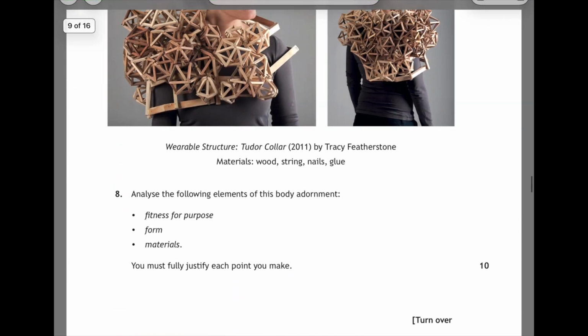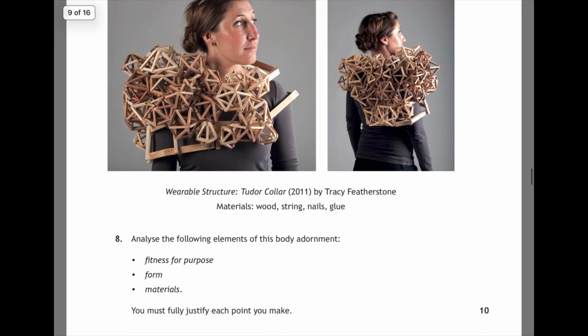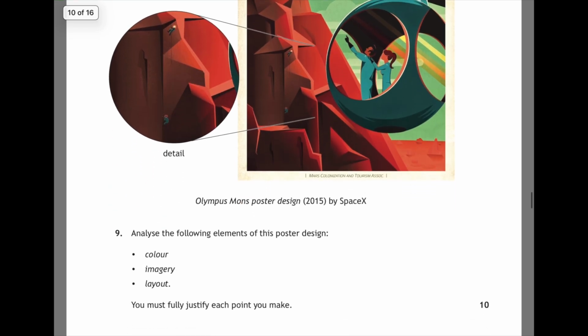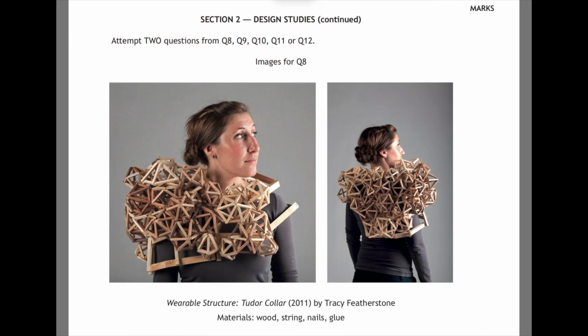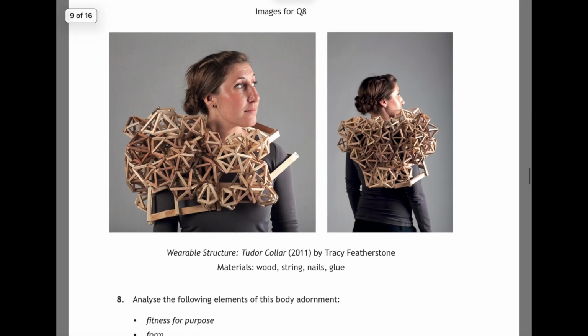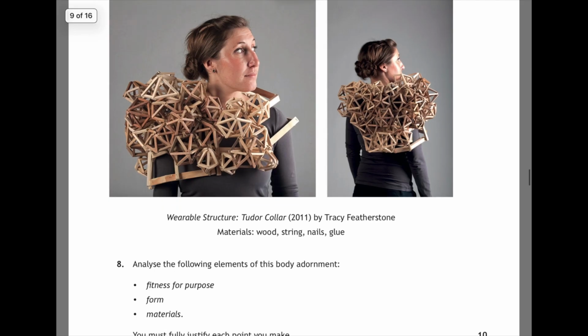I'm going to do an example answer of how I would answer this question, and also an example of how I would answer this question here. For this question, which is the jewellery based design in this paper, we are looking at a wearable structure, which we can see has been made from wood, string, nails and glue. Now, the materials are always listed below with a design like this, so please make sure that you are reading this so that you don't make any false assumptions of what the material is being used.